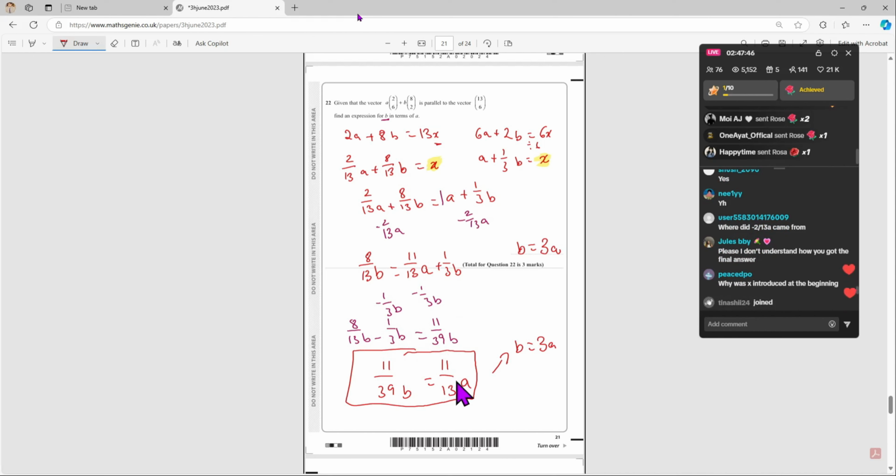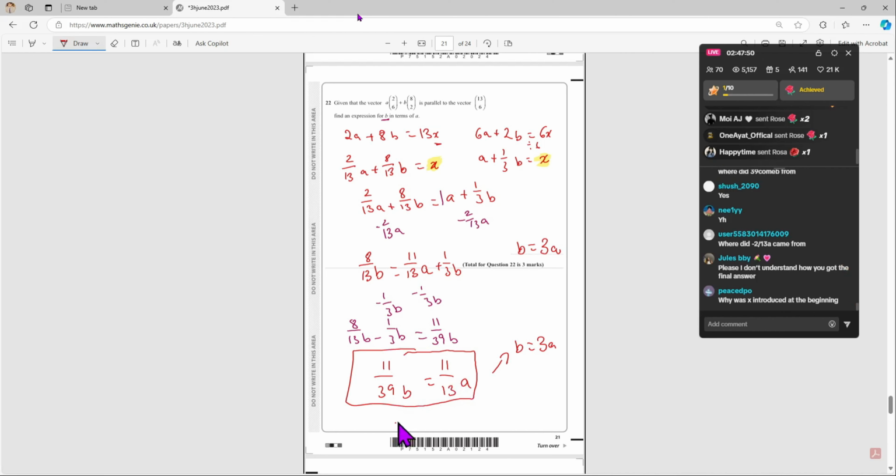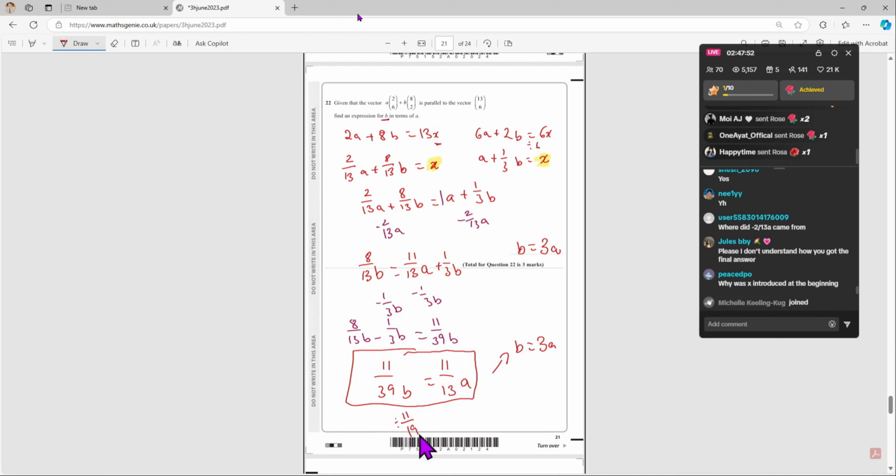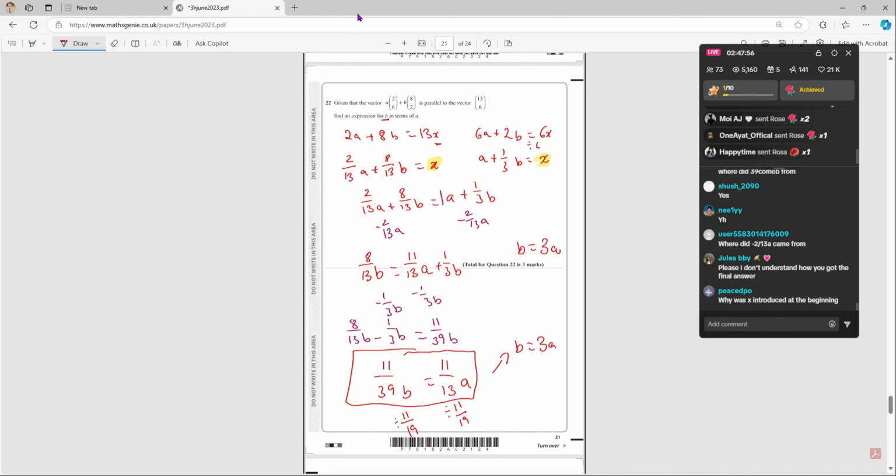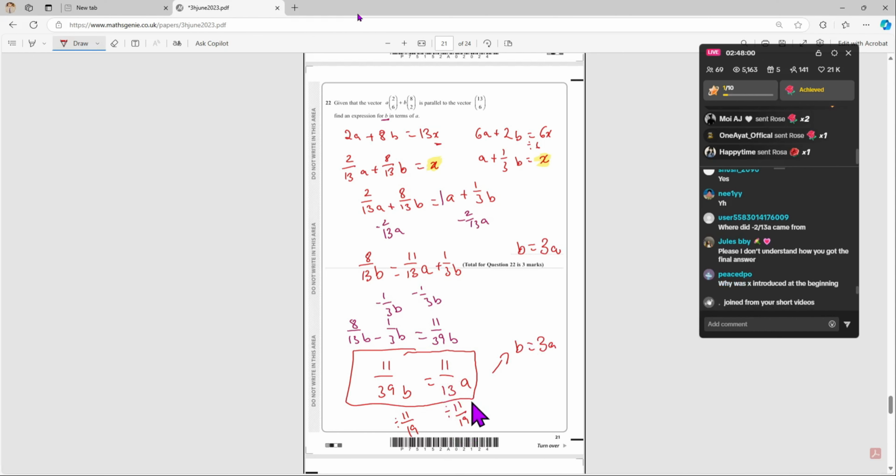How did I get my final answer? Because I divided by 11 over 19 from both sides. So when you're dividing by fractions, you would do 11 over 13 divided by 11 over 19, which will get you 3.